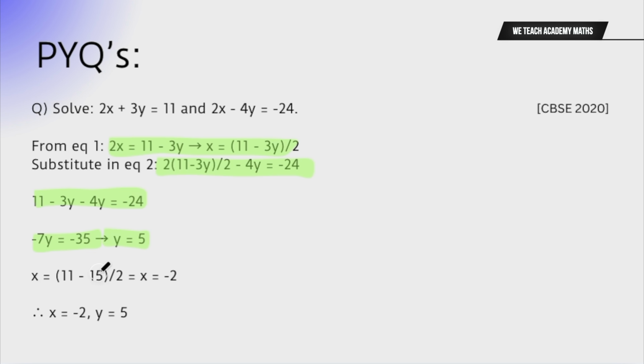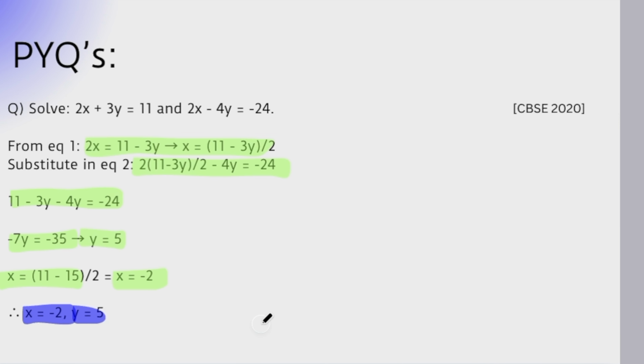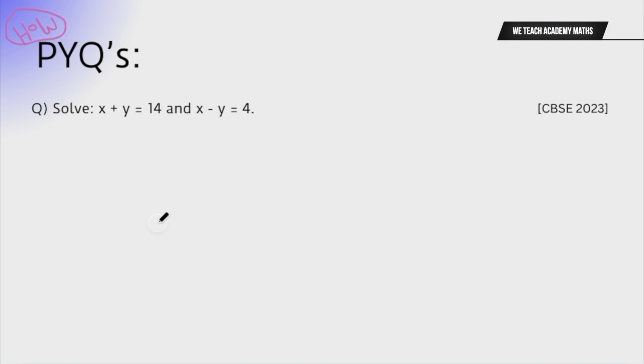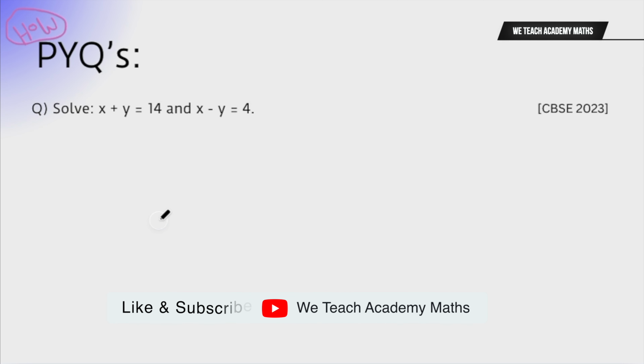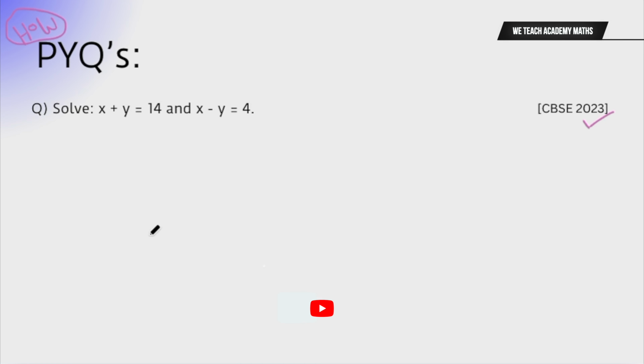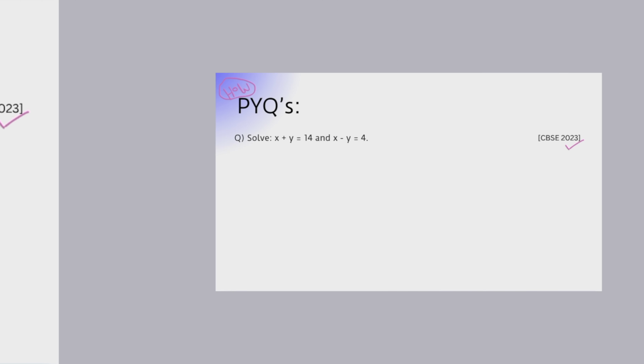And x, on substituting y in that, we get x is equal to 11 minus 15 by 2. So x would be minus 2. Hence the final answers are x would be minus 2 and y would be 5. Coming to another PYQ. Solve x plus y is equal to 14 and x minus y is 4. This is a very simple question as it has already come in CBSE 23 and we had already solved these types of questions. So this is a homework question and do let me know the answer in the comments below.